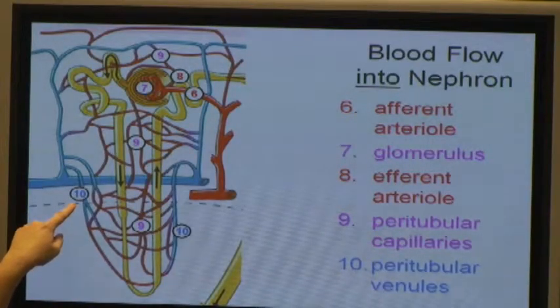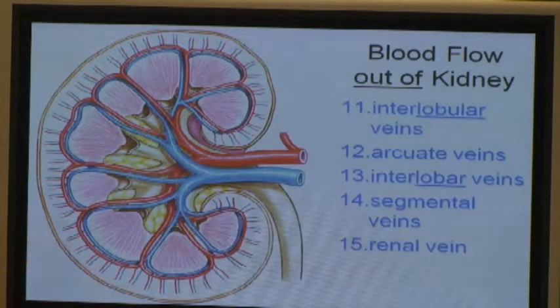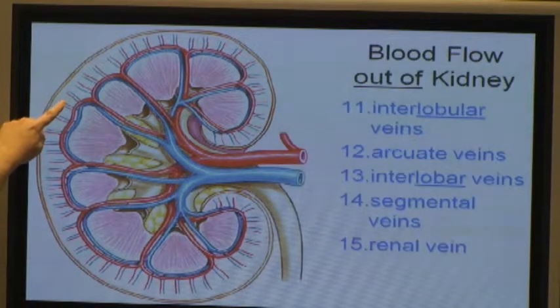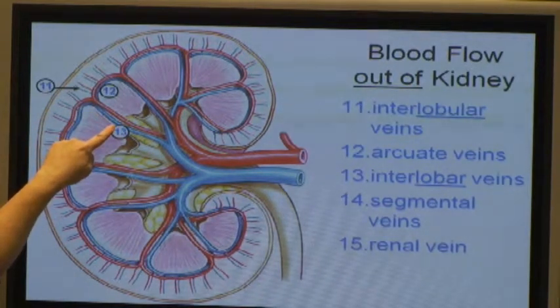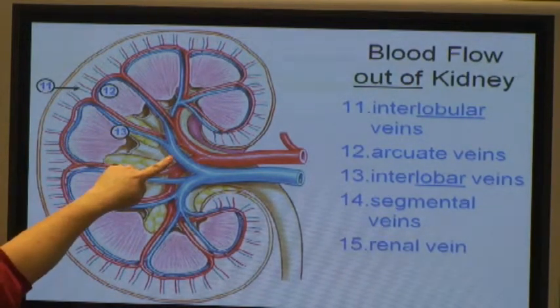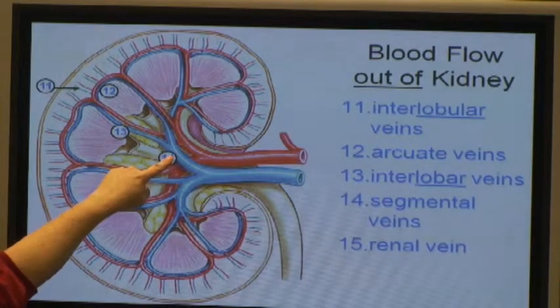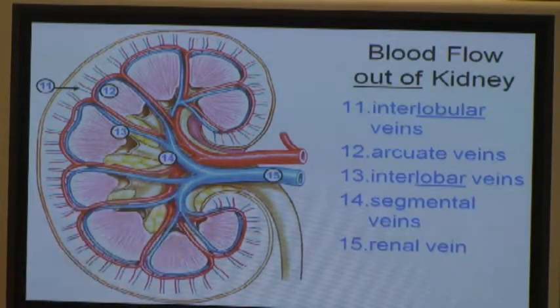And then we get to go backwards. From the peritubular venules, it goes into the interlobular veins, then to the arcuate veins, then to the interlobar veins. And then your book probably leaves out segmental veins, but I put it in there because it's always in the picture. And then to the renal vein.